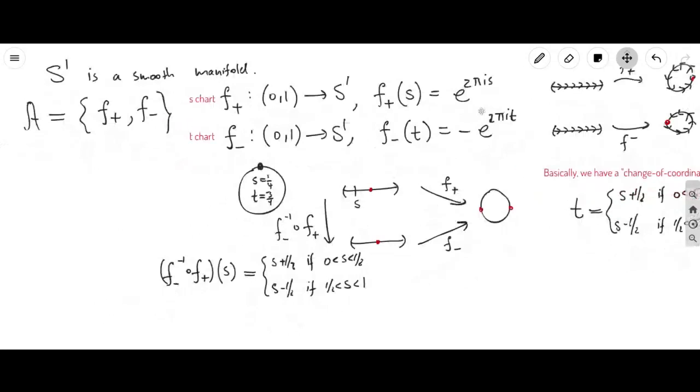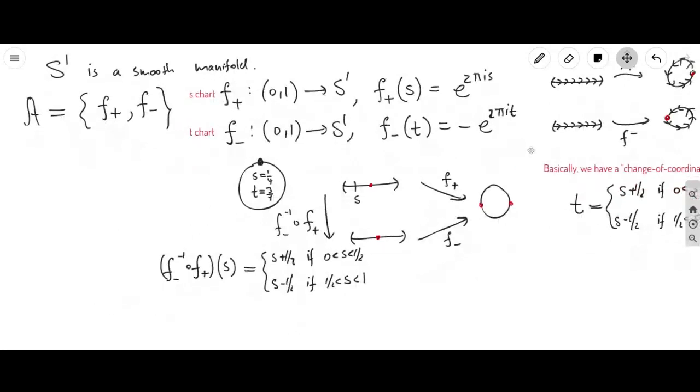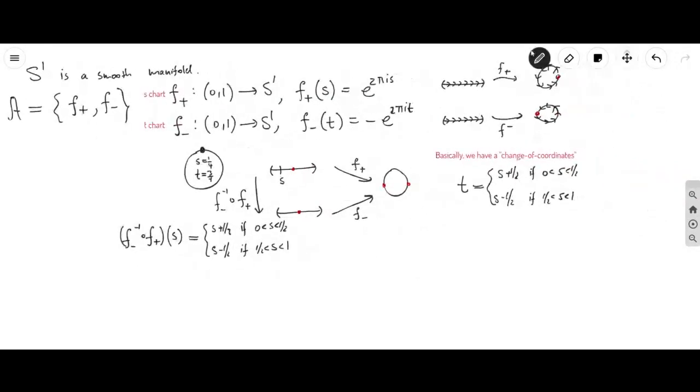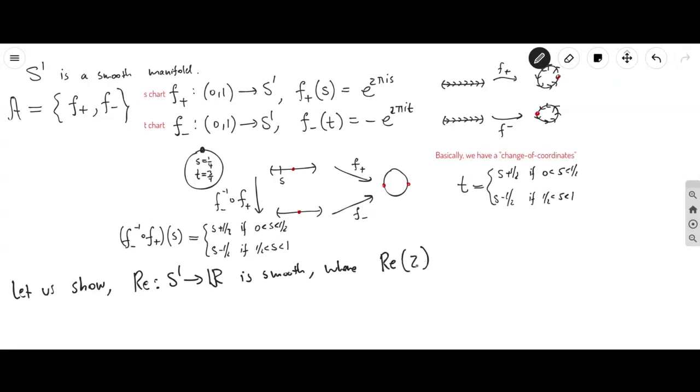Okay, so this is our example. And now I want to give you a smooth function. Let us show that the function Re from S1 to R is smooth. So Re of a point on the circle, so a point on the circle is a complex number, just calculates for you the real part of z. So we're going to show that this function is smooth.